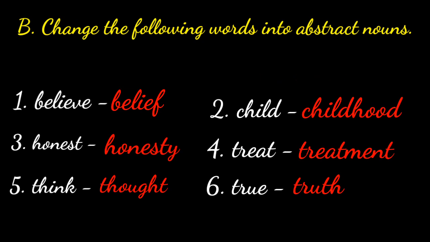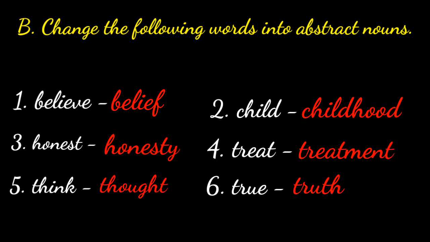Then exercise B. Change the following words into abstract nouns. Here are some words given. We have to change into abstract nouns. What is the first one? Believe. Abstract noun is belief. Second one, child. Abstract noun is childhood. Third one, honest. Abstract noun is honesty. Fourth one, treat. Abstract noun is treatment.